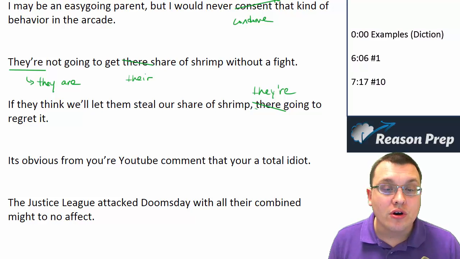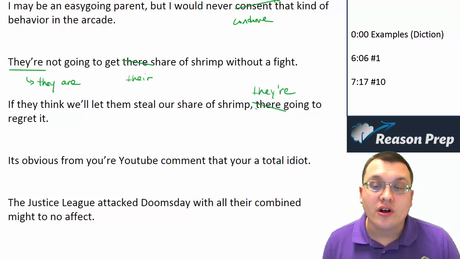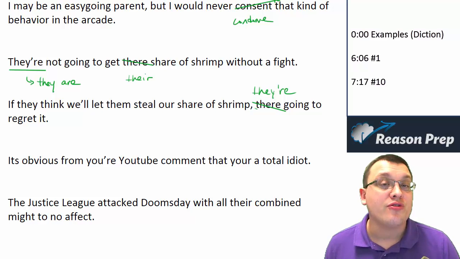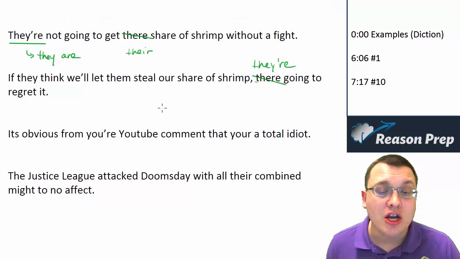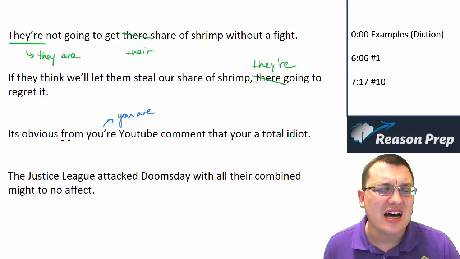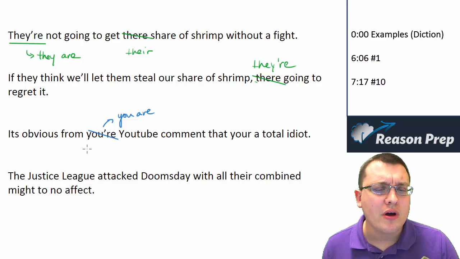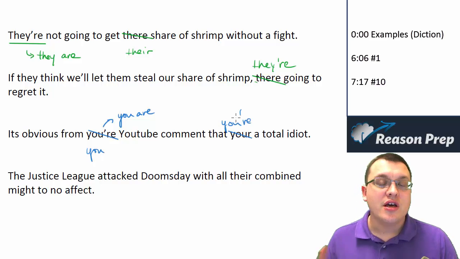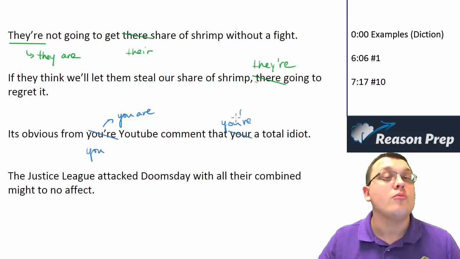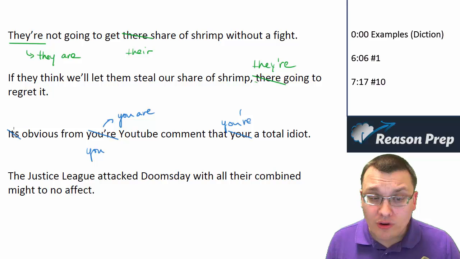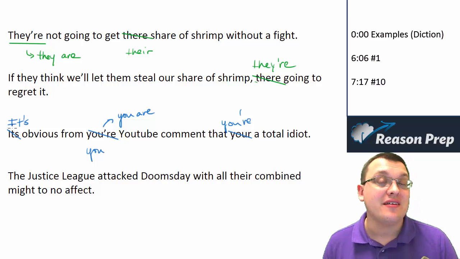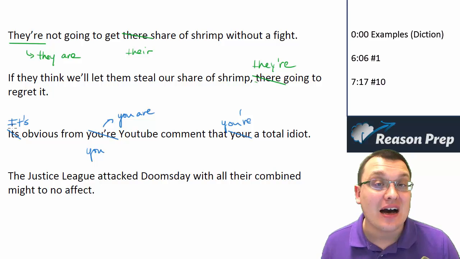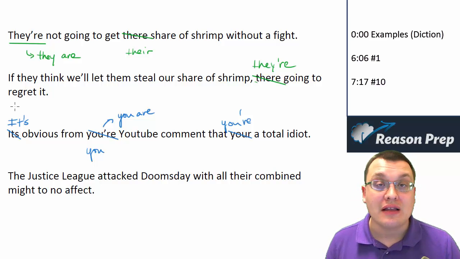It's obvious from your YouTube comment that you're a total idiot. So here we're testing the difference between your and you're, one with the 're, one without the apostrophe. So again, you're is a contraction for you are. So here that doesn't really make sense. It's obvious from "you are" YouTube comment. No, this should be your. Whereas this should be you're, because it's obvious from your YouTube comment that you are a total idiot. Notice as well that this actually also should be it's, right? It is obvious. That's consistent, so we do it's.